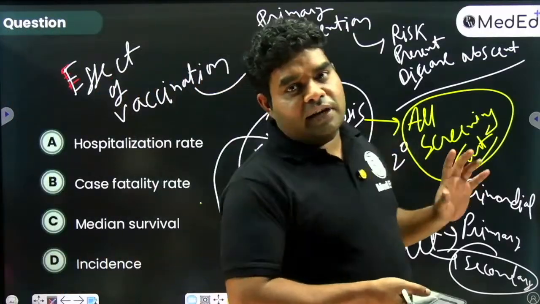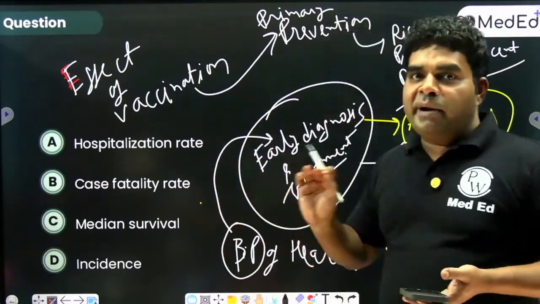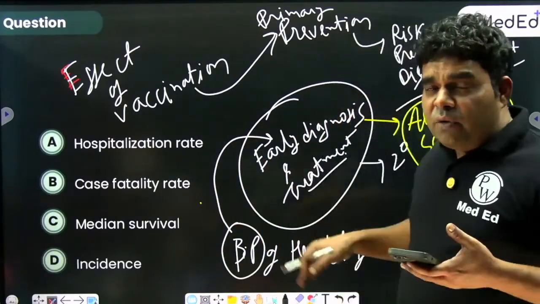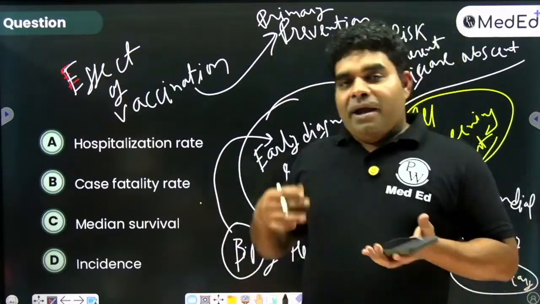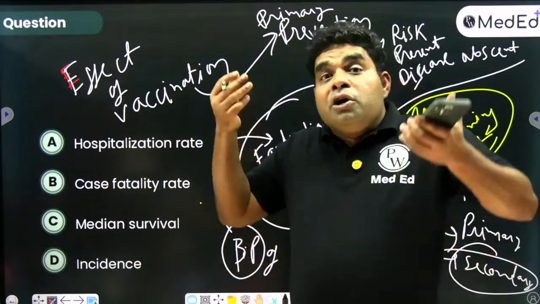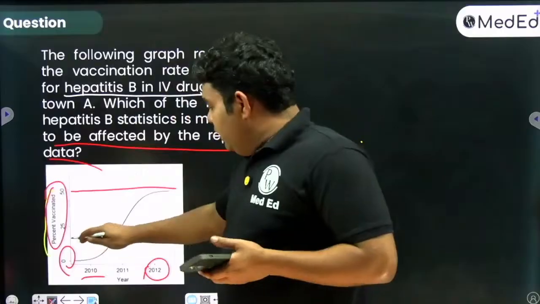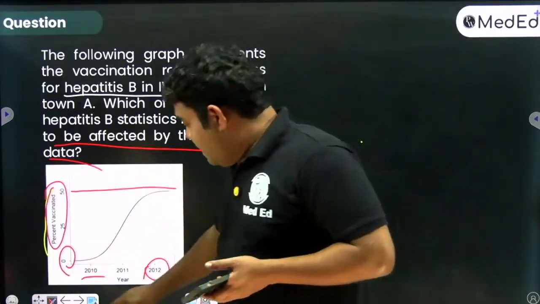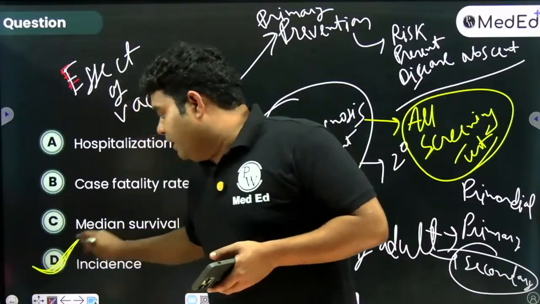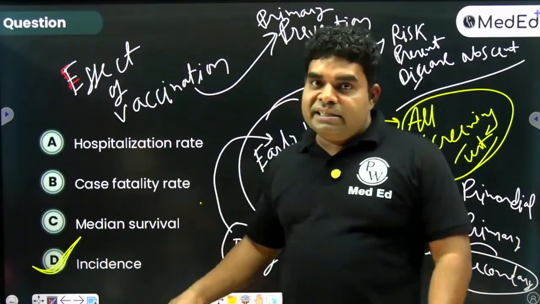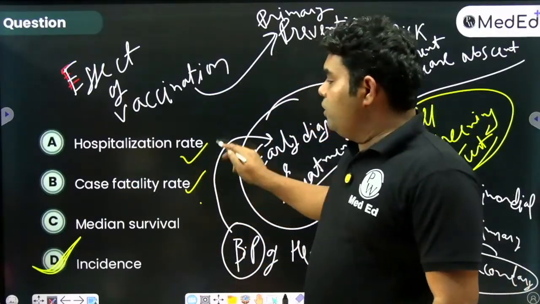So all screening tests are secondary and all vaccinations are primary, except BCG vaccine for treatment of bladder cancer, which is secondary. So here we are giving vaccine to prevent new cases. And anyway, vaccination is given to prevent the disease. So in this question, when we increase the vaccination of hepatitis, new cases will decrease. That means which will decrease? Incidence will decrease. Now you will say, sir, if incidence will decrease, of course case fatality rate will also decrease. Hospitalization will also decrease.